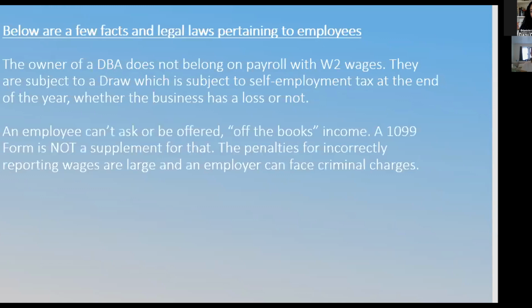An employee cannot be offered off-the-books income. A 1099 is not a supplement for that. And the penalties for incorrectly reporting wages are very bad, especially in New York State. So for those that I've heard before say, oh, well, I thought it was okay because I was giving them a 1099 at the end of the year. No, it's not okay because that is not the way that you're supposed to report an employee. They're supposed to be on payroll.